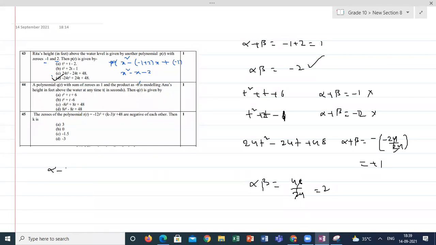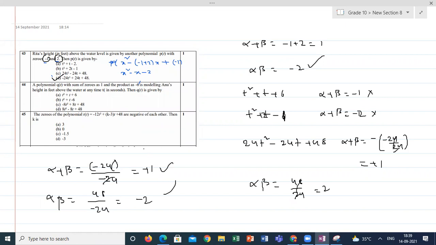Check whether D is correct or not. Alpha plus beta is minus of minus 24, sorry, minus 24 by minus 24. The answer is plus 1. Alpha into beta is 48 by minus 24, this is minus 2. So which is coming exactly as minus 1, 2. So my alpha plus beta is plus 1. Alpha into beta is minus 2. So which is satisfying my condition. So the option D is correct.